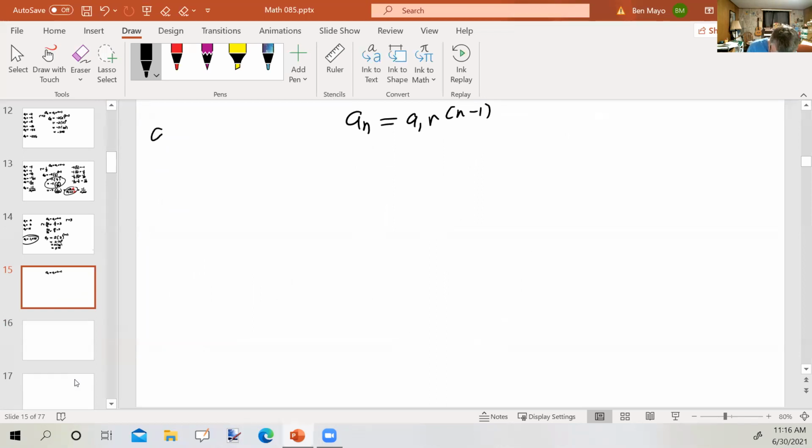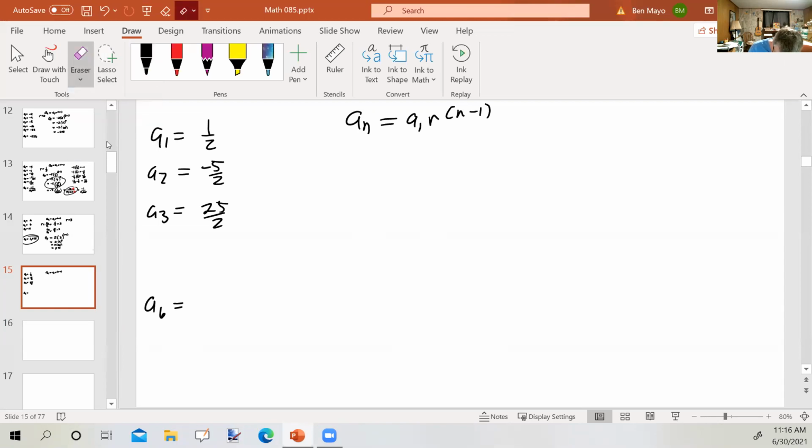It says the first 3 terms are 1/2, -5 halves, and 25 halves. And we are to find the 6th term. All righty. So again, I'm missing r.